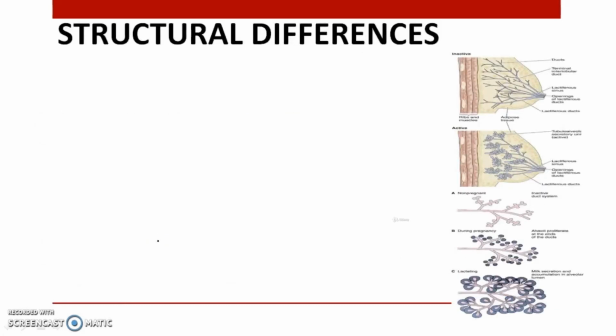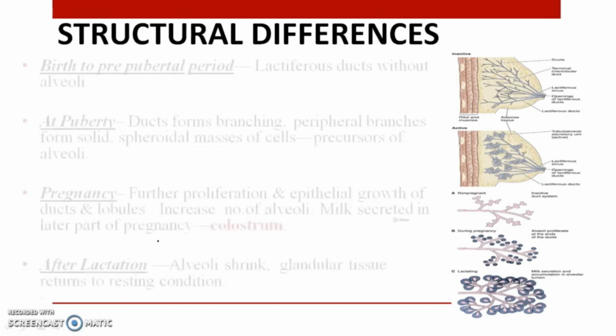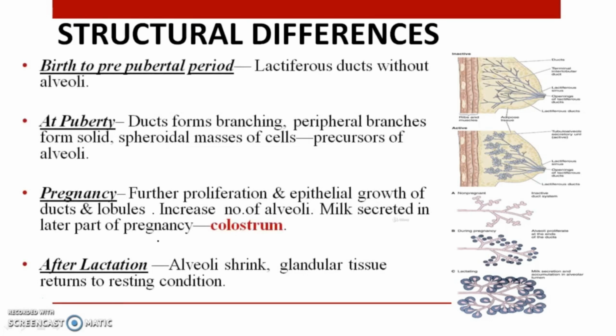So this is about the structural importance of the mammary gland: skin, parenchyma, and stroma. Now we will get into the structural differences we see in the mammary gland stage-wise, and how it gets developed. First, from birth to the prepubertal period, especially in females, the lactiferous ducts are without alveoli.